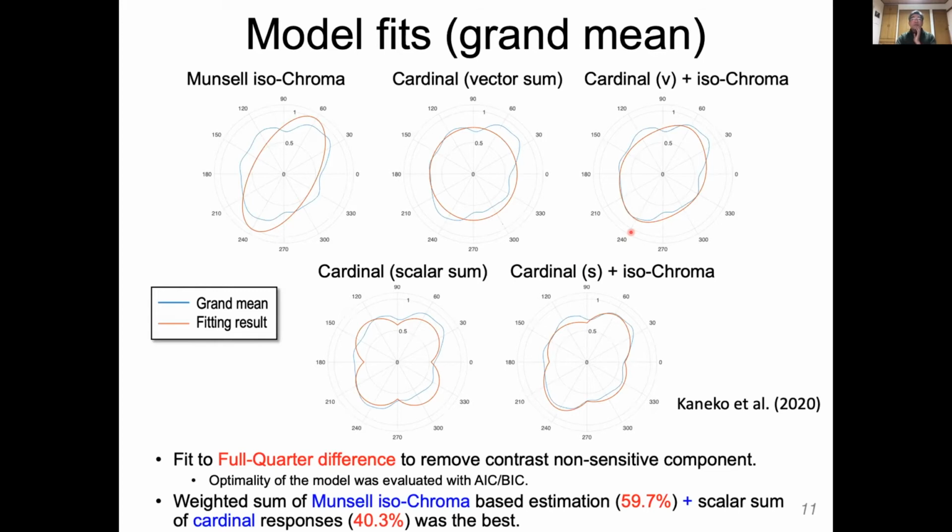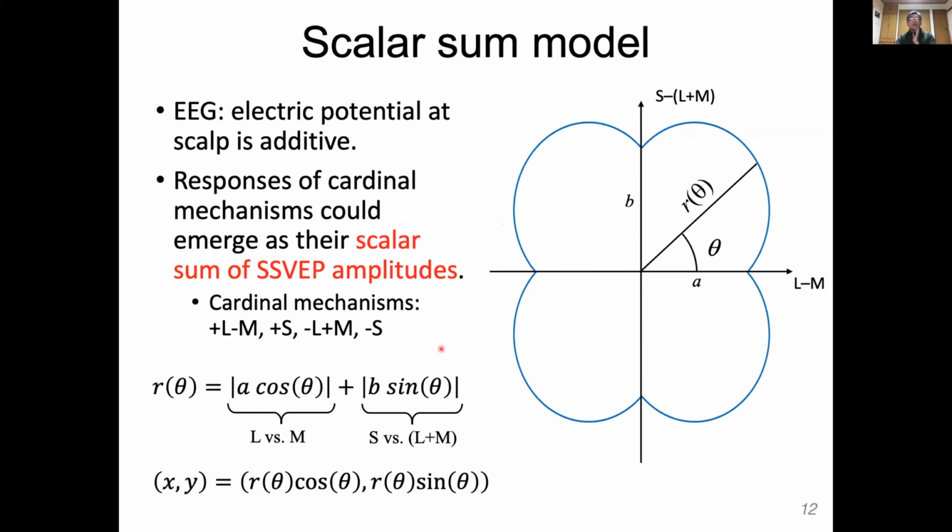And I would like to explain them in detail one by one. One is a cardinal model. This is the simplest one, which is assuming that the response to a particular hue is the vector summation of the LM component and the S-axis component, as a vector sum. And another one is a scalar sum pattern, which is assuming that the response to one particular hue will be the sum of the LM component and the S-cone axis component. And here's the definition. So it's just simple.